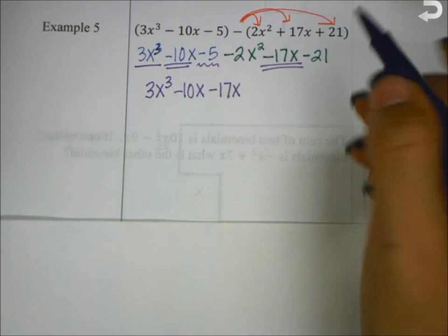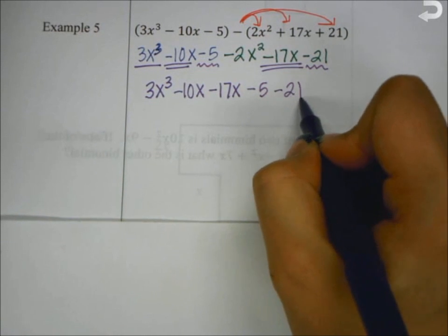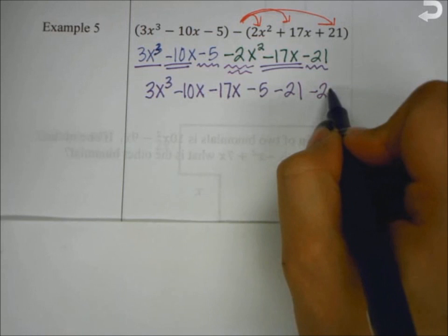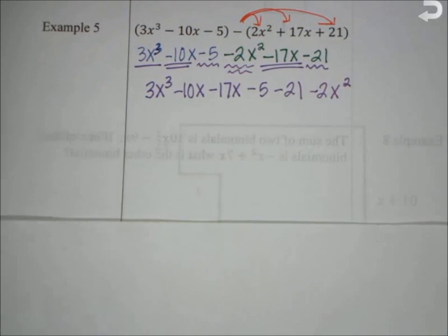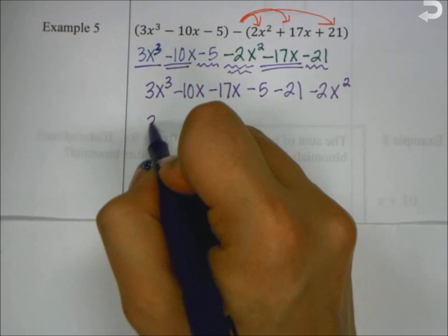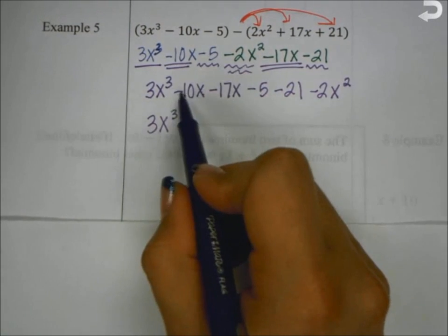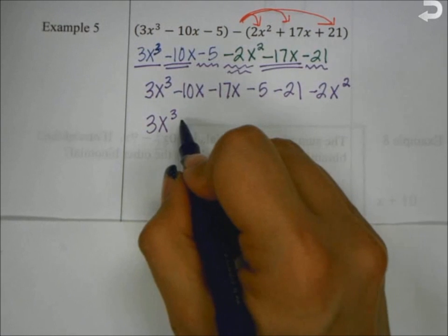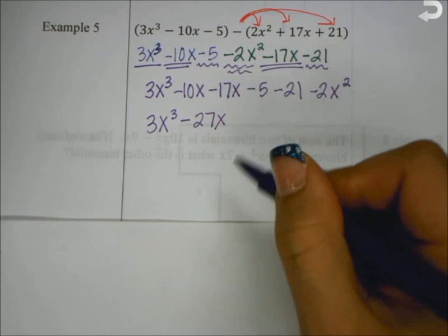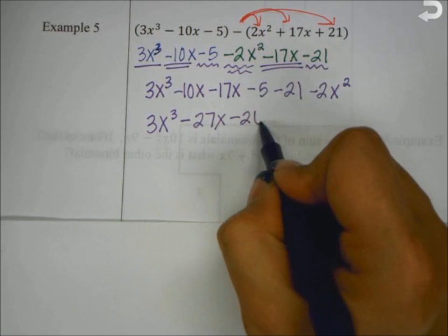So let's combine our like terms. 3x to the third has nothing to combine with. Negative 10x minus 17x is minus 27x. Negative 5 minus 21 is negative 26. Then minus 2x squared. Are we in order from biggest to smallest? No. What's the biggest one? 3x to the third. What's the next one? 2x squared.